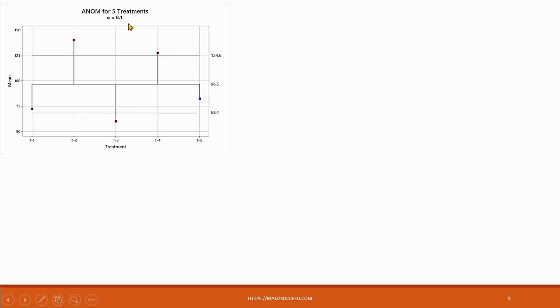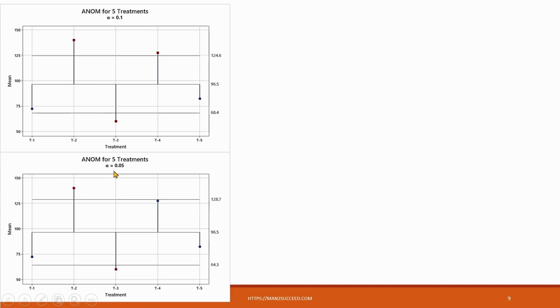This is the 10% value we have calculated, and all the 5 treatment values are given here. Mean is 96.5, and the upper limit is 124.6, and the lower limit is 68.4. The next one is the alpha value 0.05, which we have calculated. The mean remains the same, but the upper limit and lower limit will be different.